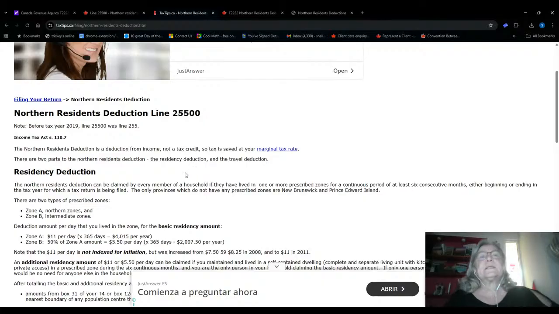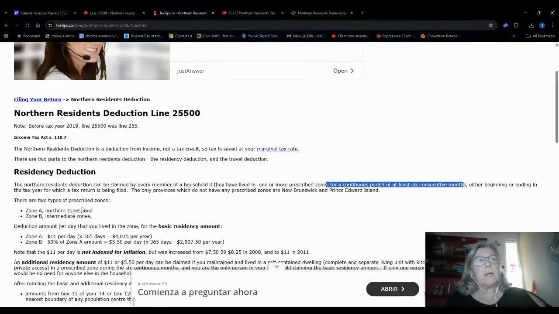So there are two parts to the Northern Residents Deduction: you get the residency deduction and the travel deduction, okay? The residency deduction, we went into the two prescribed zones, A and B. And remember, you must have maintained a residence for 6 consecutive months. That doesn't have to be at the beginning. It just has to be within that 12-month period. If you're outside of BC, some provinces don't have prescribed zones, like New Brunswick and Prince Edward Island, but we're doing this based on BC.